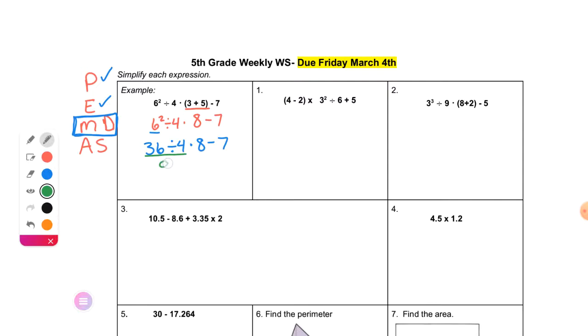So what is 36 divided by 4? 9. Good job. Times 8. I'm going to drop down my minus 7. Jalen, what am I going to do next? Am I going to multiply or subtract? I'm going to multiply. Good job. Jalen, what's 9 times 8? 72. I'm running out of space here. 72 minus 7. Livy? 65. What should my work look like?